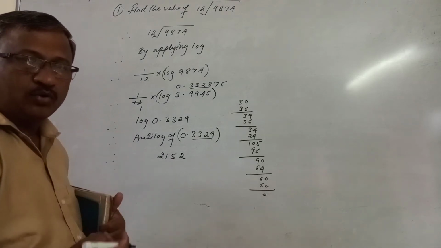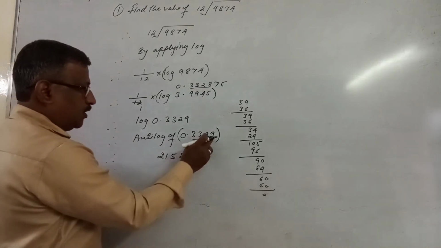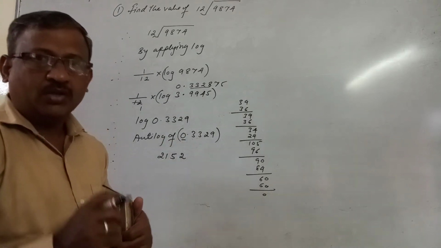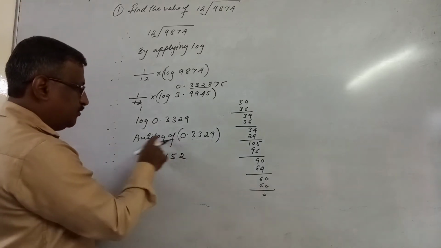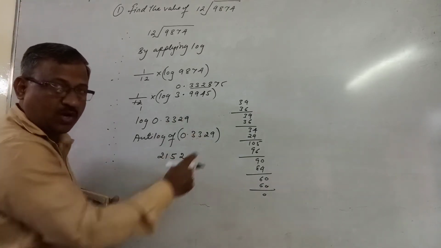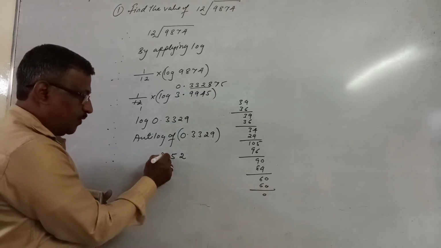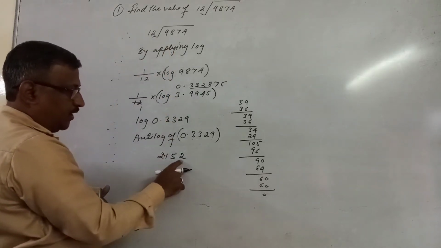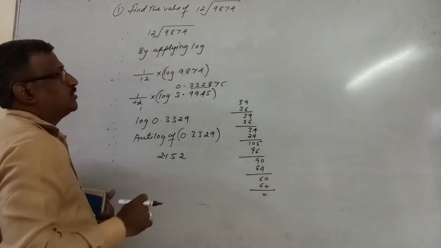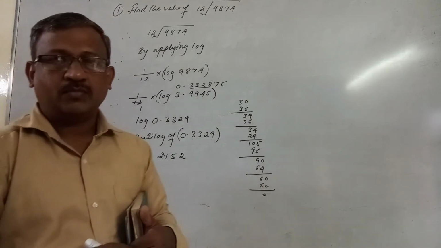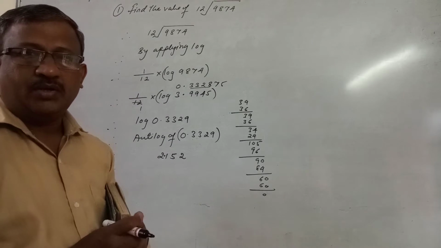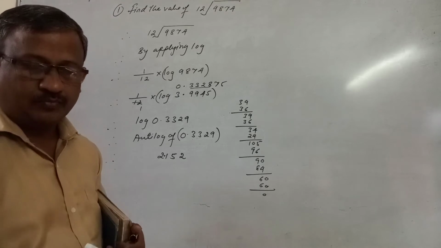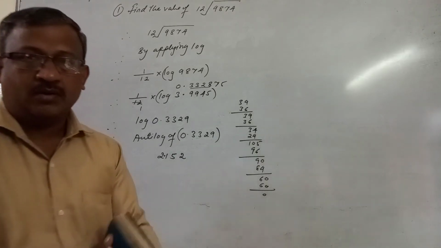And now we have to place the decimal point, and to place the decimal point you have to refer the characteristic. It is 0, and 0 is always assumed to be positive, and as it is positive, while seeing the anti-log you have to add 1. So 0 plus 1 is 1. So from here you count one digit and then you place the decimal point. So the decimal point will come after 2. So the answer comes to 2.152. So this is the 12th root of 9874. Clear? So this is how you have to find out the root of any value by using the logarithm. We'll have the next sum on this.